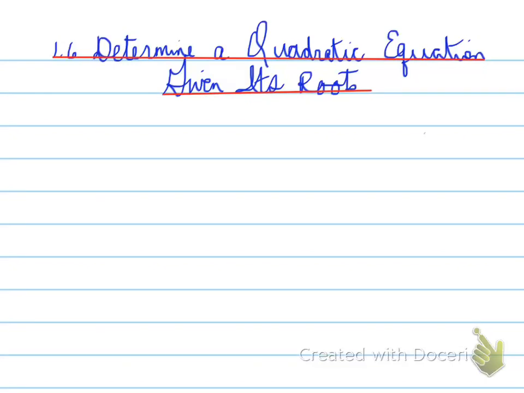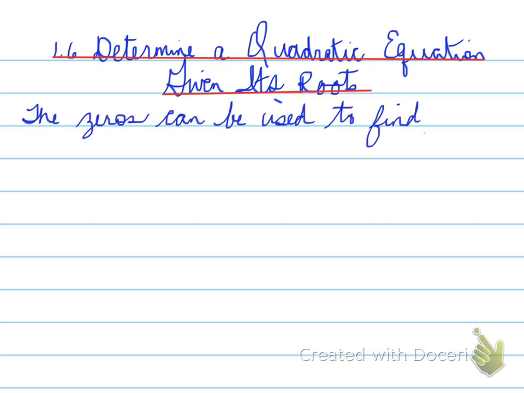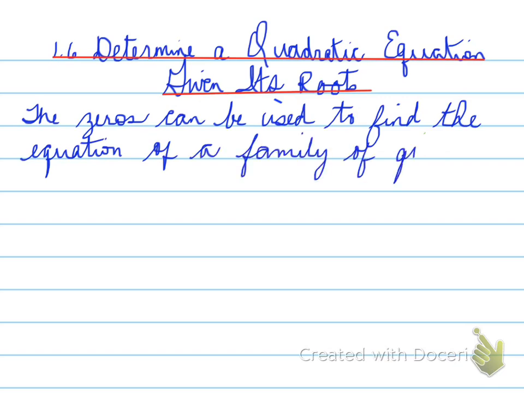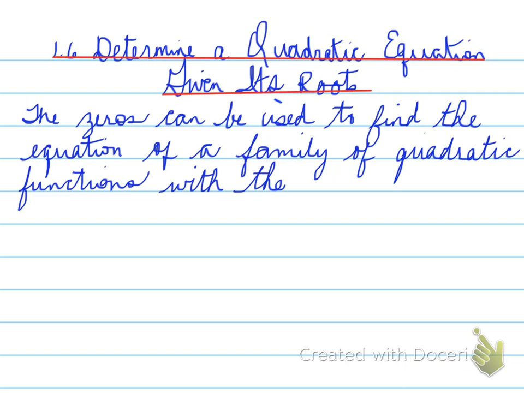Alright, 1.6. Determine a quadratic equation given its roots. What we need to be able to do is look at the zeros. If we're given those zeros, we can find the equation of a quadratic function within a certain family that share the same x-intercepts.